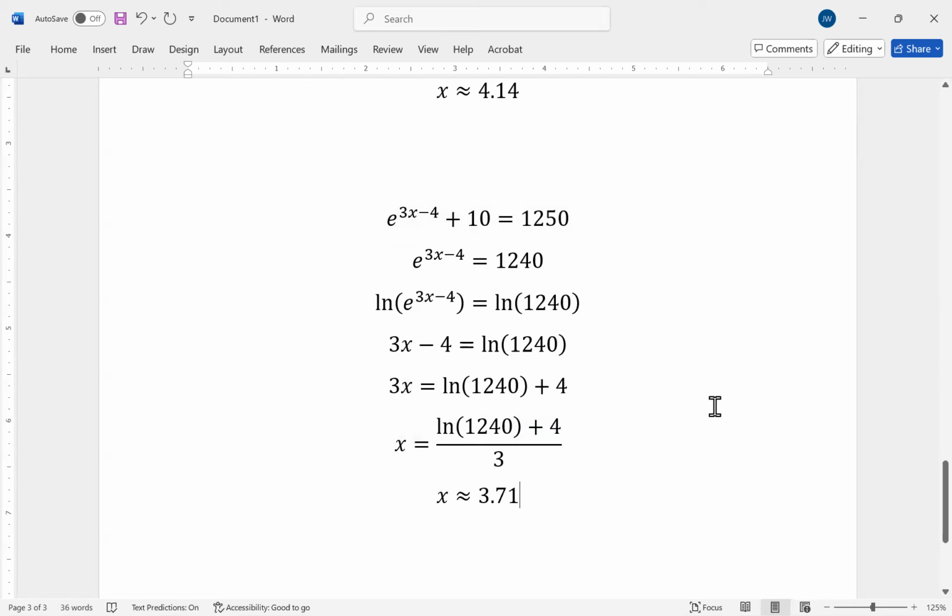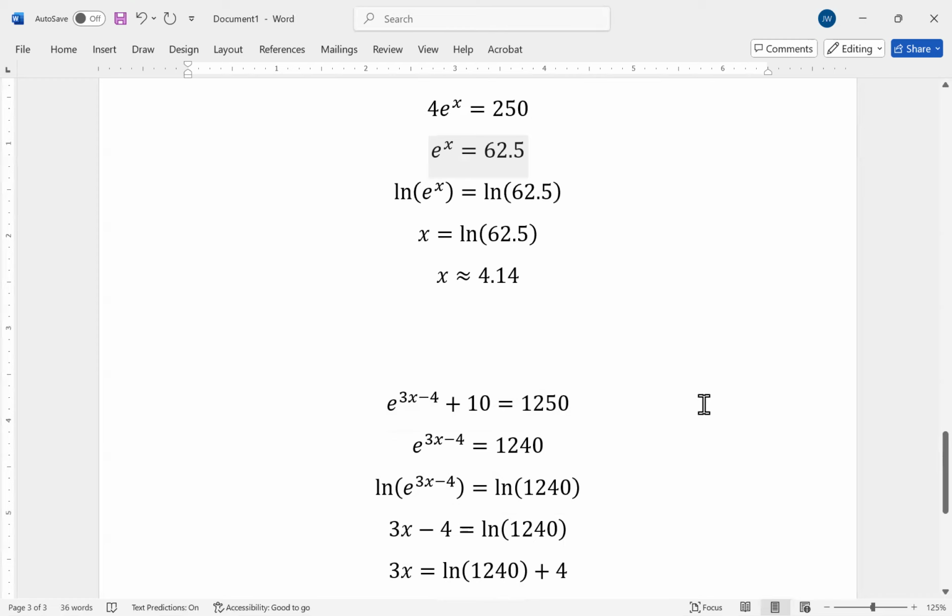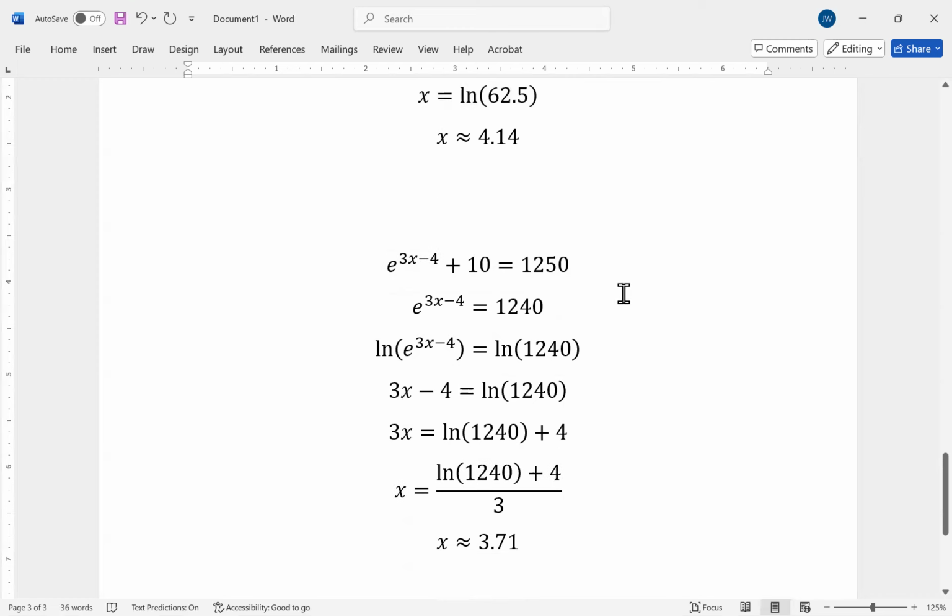But that's how we solve things with base e. We take natural log, we isolate the e to the exponent, then take natural log of both sides. The inverse property of logarithms and exponential functions allows us to take the natural log of e to a power and just give me that power. And then I solve from there.